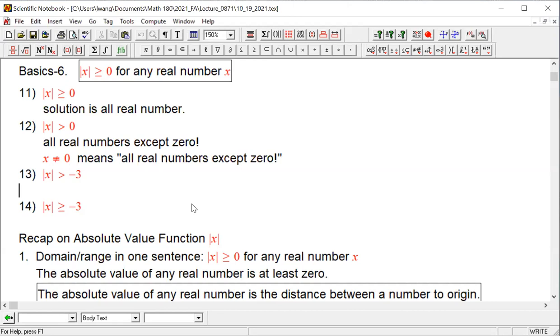The absolute value of any x is greater than -3, because all absolute values are. The absolute value of any real number is going to be larger than or equal to 0. And 0 is larger than -3. So it's always larger than all real numbers. So the solution is what? All real numbers.